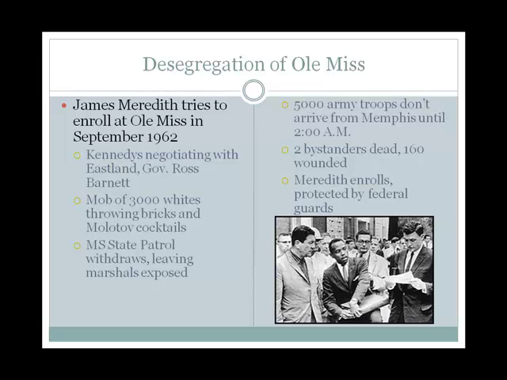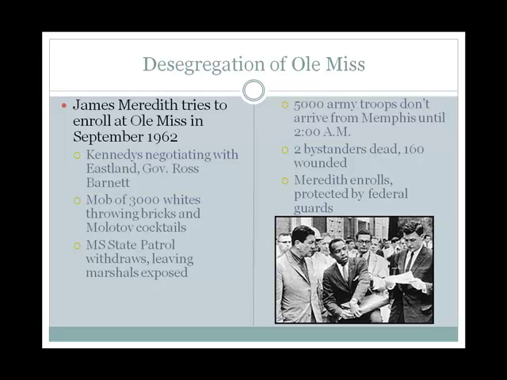However, this peaceful, orderly desegregation of the university was not what occurred. By 7:30 on the night that Meredith was enrolled at Ole Miss, a mob of 3,000 whites were throwing bricks and Molotov cocktails on the campus. Mississippi State Police broke their promise of assistance and withdrew from the campus, leaving the 500 federal marshals exposed. In the end, 5,000 Army troops were sent from Memphis to the Ole Miss campus, but they didn't arrive until 2 a.m. the next morning.